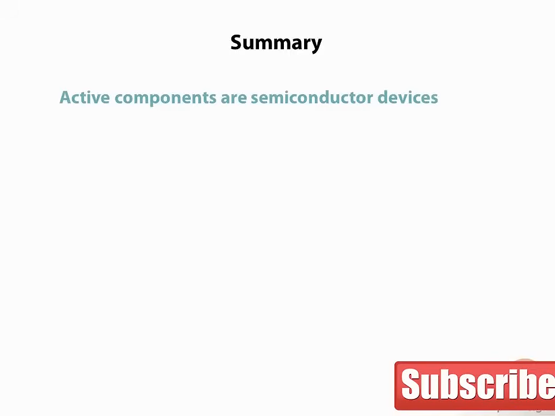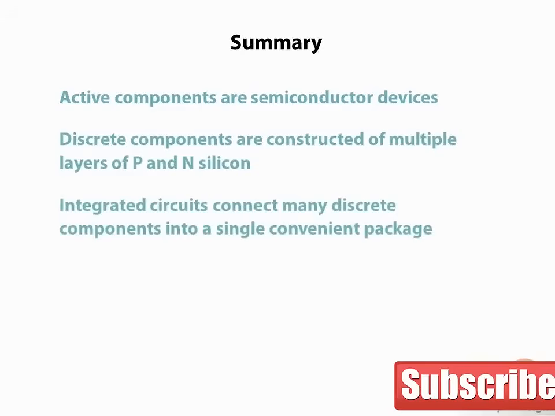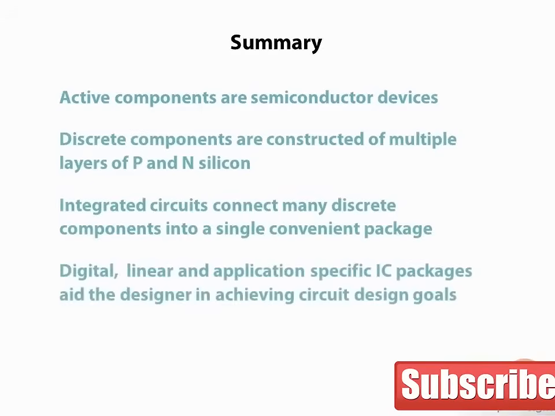Active components, unlike passive components, need a power source to perform their function. They are semiconductor devices made from multiple layers of P and N silicon. Integrated circuits can employ many hundreds and sometimes thousands of discrete devices on a single piece of silicon. Active components can be found in digital, analog, and application-specific packages.